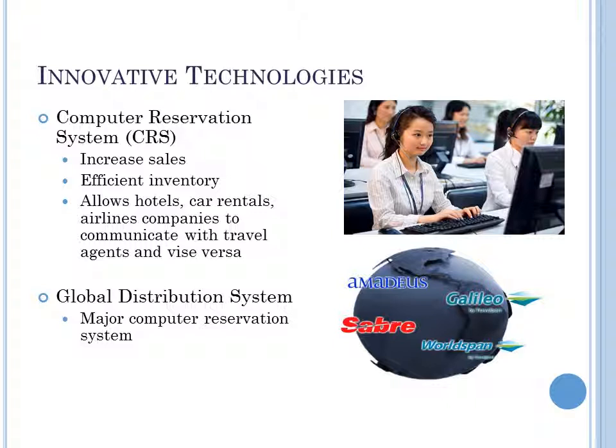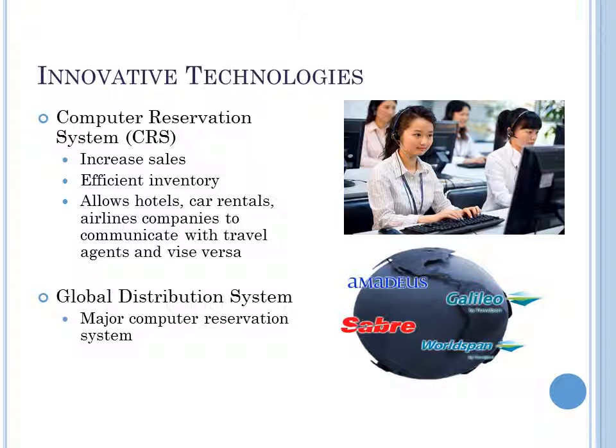Another good innovative technology in the tourism industry is the computer reservation system, or CRS. It's a computer system that's used to store and retrieve information and conduct transactions as well. It was originally designed and operated by airlines, and was later copied by other sectors such as car rentals or hotels, of course. This technology helps players in the industry to efficiently manage their inventory and eventually increase their sales.